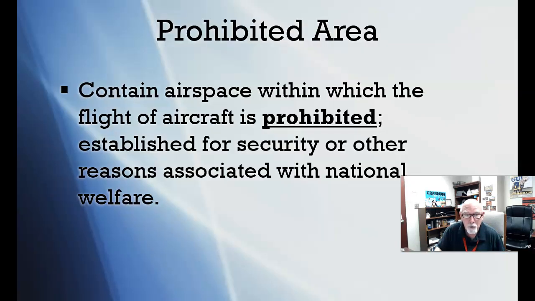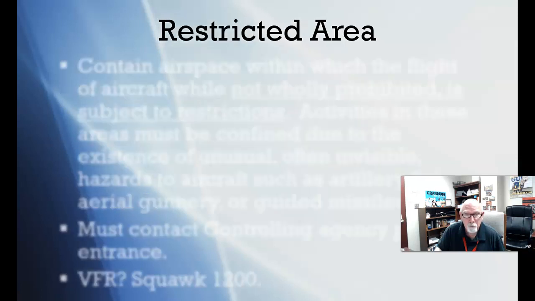Okay, a prohibited area is airspace within which the flight of an aircraft is prohibited. It's established for security or national welfare. Places like Washington, D.C., Cape Canaveral during launch operations, big sporting events, those might be prohibited areas.